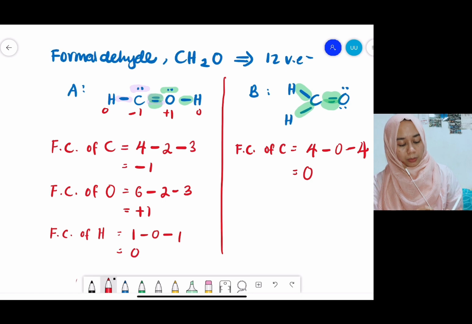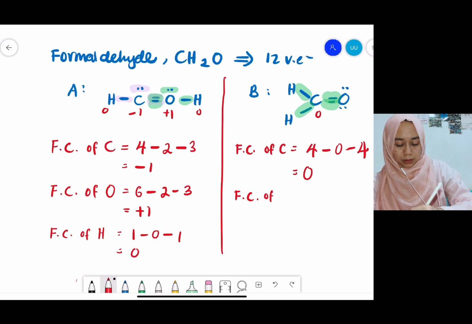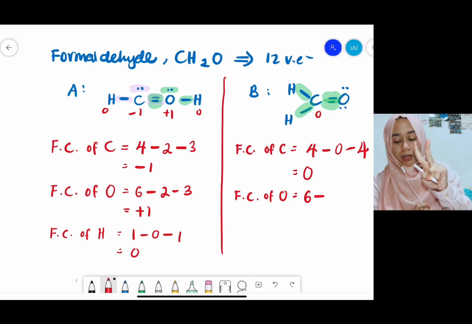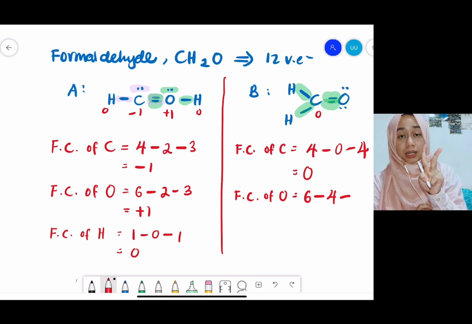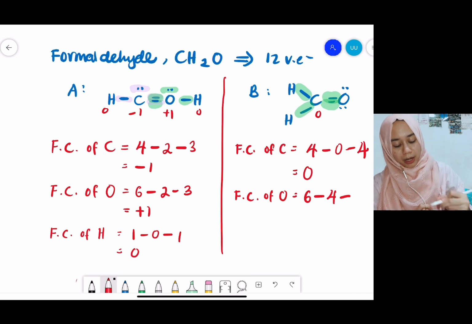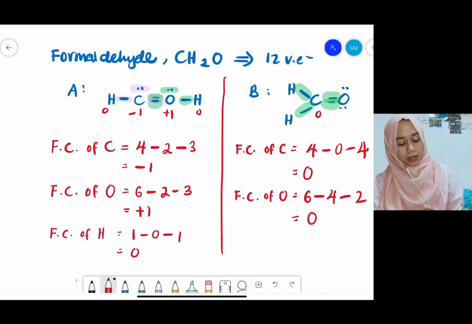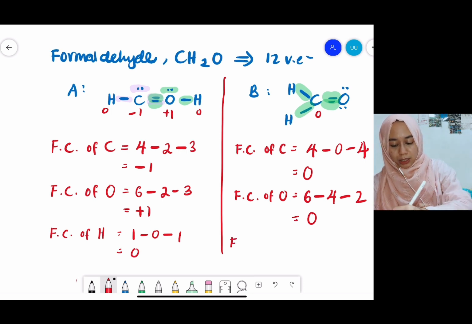Okay, dan kalau kamu kira pula formal charge untuk oksigen. So, oksigen ada 6 valence elektron. Dia ada 2 lone pair. So, 2 lone pair tu bermaksud ada 4 elektron. So, minus 4. And then, untuk oksigen kita ada 2 sahaja bonding pair kan. Kan dia ada double bond dengan carbon tu. Bermaksud ada 2 bonding pair. So, tolak 2. So, you get here 0 juga. So, formal charge untuk oksigen adalah 0.